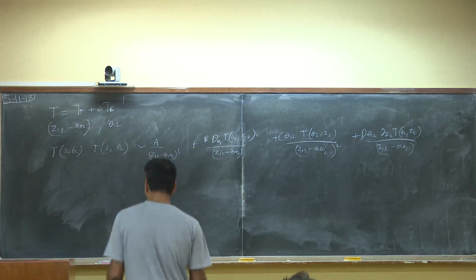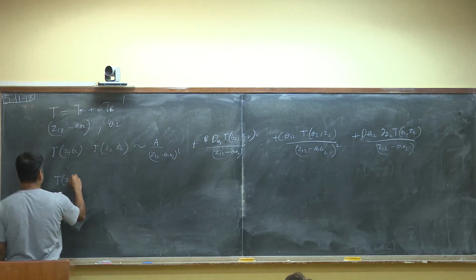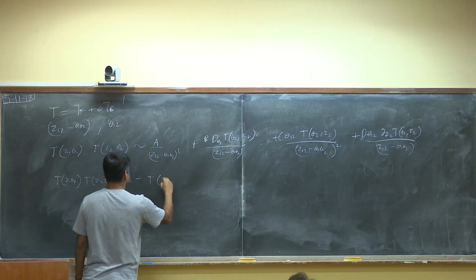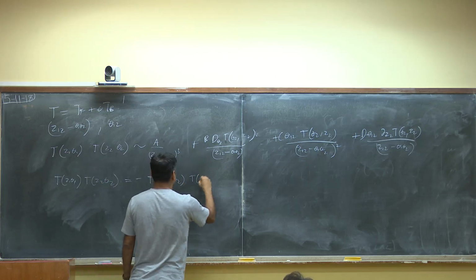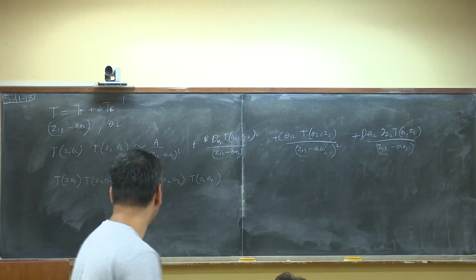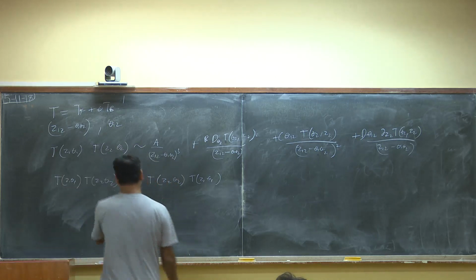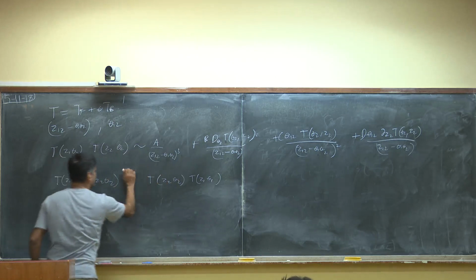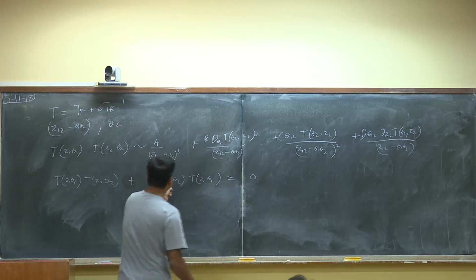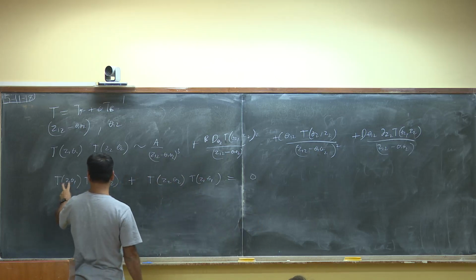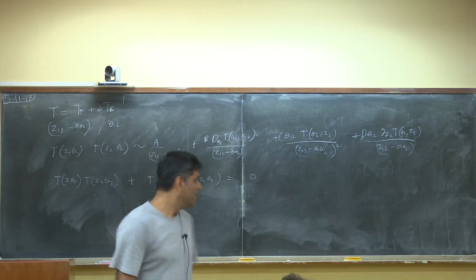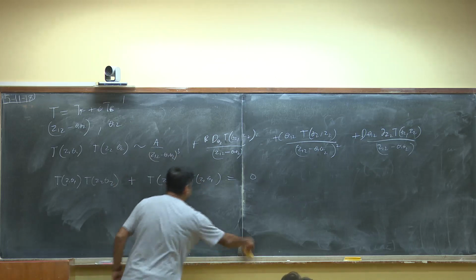So we know that T of Z1 theta 1, T of Z2 theta 2 is equal to minus T of Z2 theta 2, T of Z1 theta 1, because they're anti-commuting objects. So in other words, we know that this plus this is equal to 0. But this quantity I can separately expand. So let me write down the expansion of the other guy.